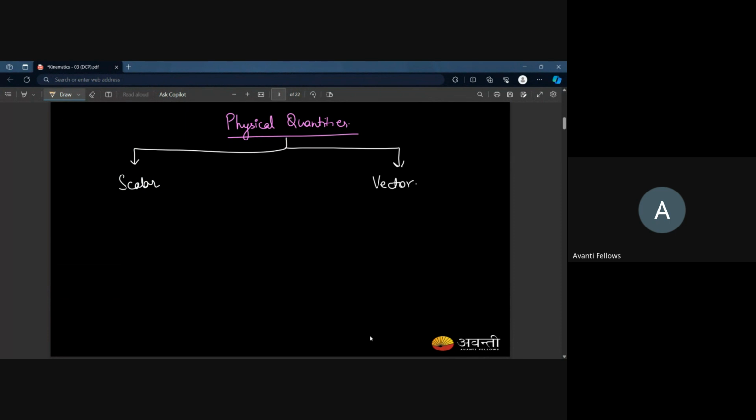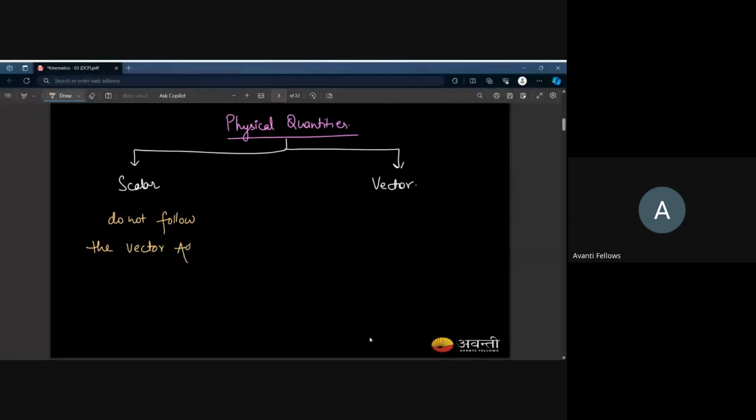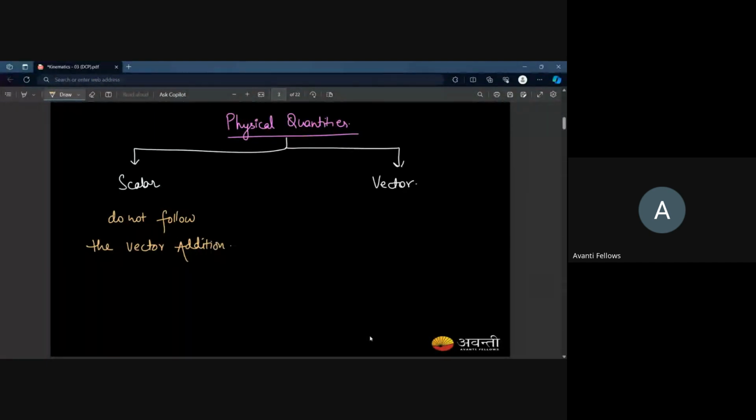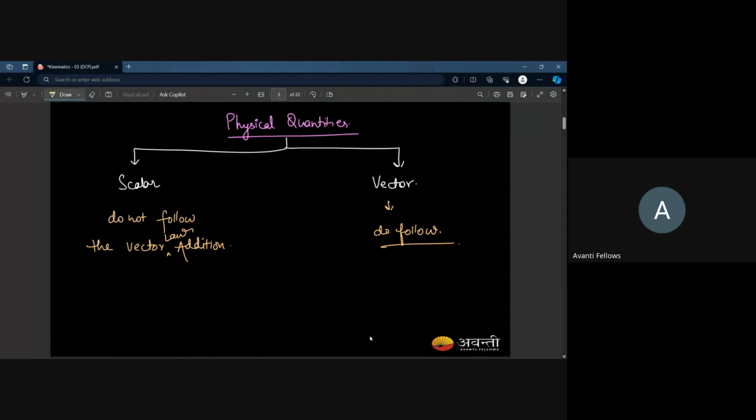Otherwise, students used to answer that scalar has magnitude, vector contains magnitude and direction. But we know the basic difference between scalar and vector is that scalar quantities do not follow the vector rule of addition, while vectors do follow it. That is the very basic difference between these two things. That's cool.